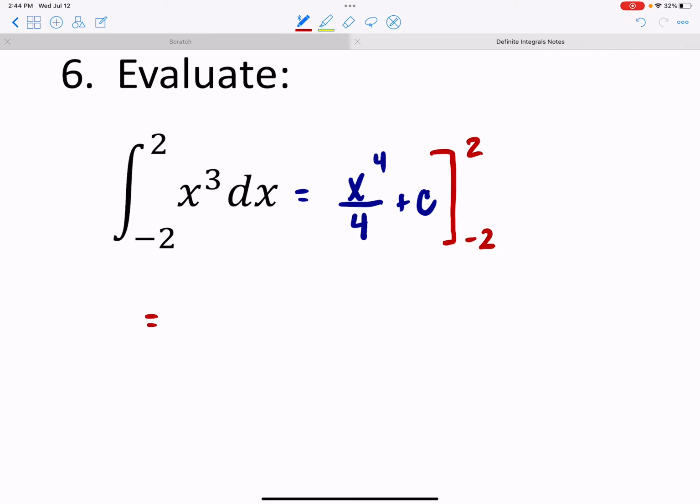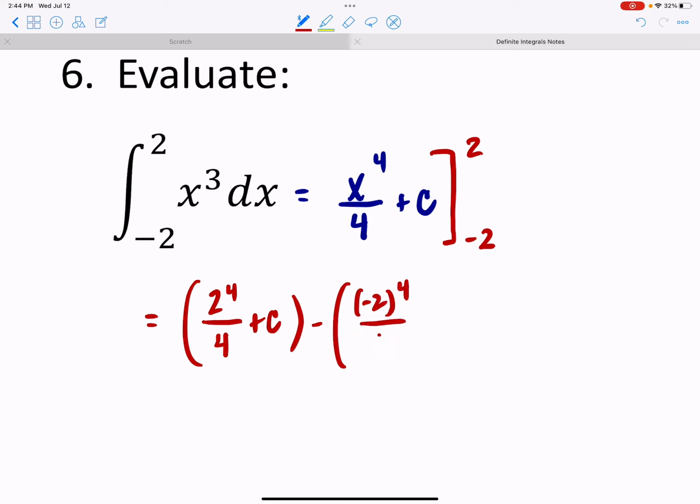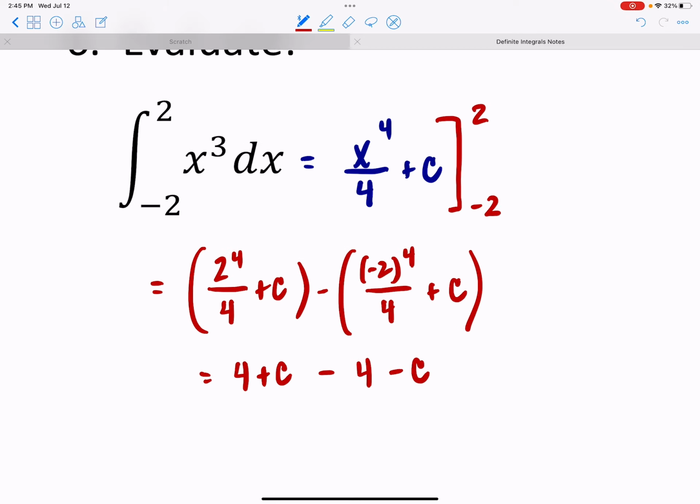When we plug positive 2 in, we have positive 2 to the 4th over 4 plus c. Minus, let's plug negative 2 in, negative 2 to the 4th divided by 4 plus c. Well, when we raise positive 2 to the 4th and negative 2 to the 4th, we get the same exact results. 2 to the 4th and negative 2 to the 4th are both 16. 16 divided by 4 is 4. So what I get here is 4 plus c, and then a minus 4 and a minus c, so everything cancels, making our area 0. 0 square units, or just 0.